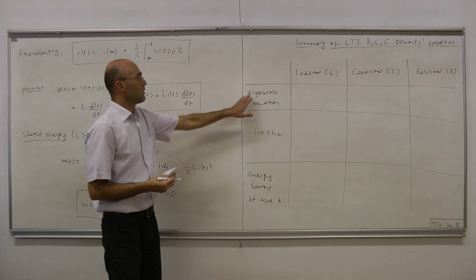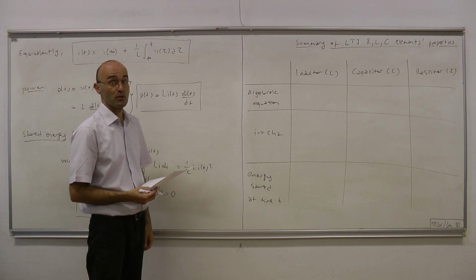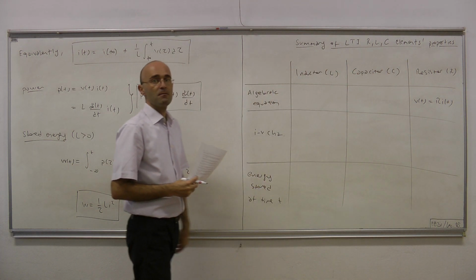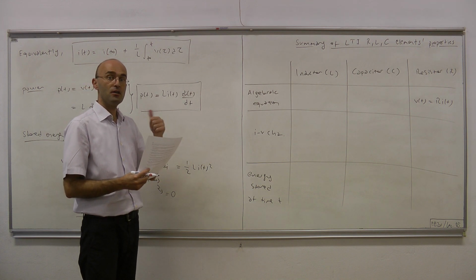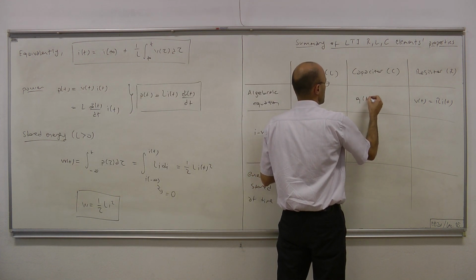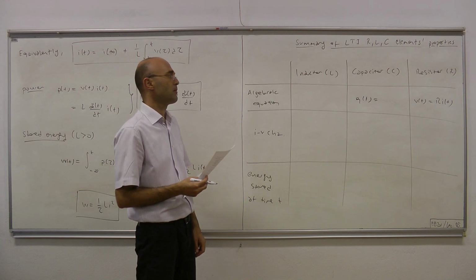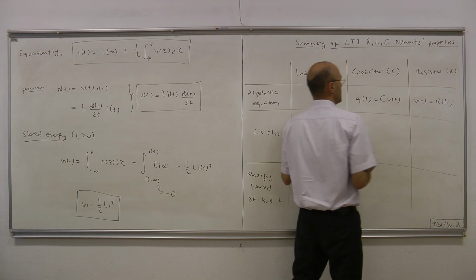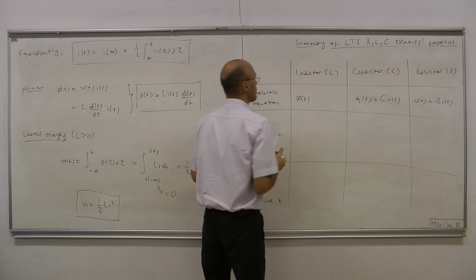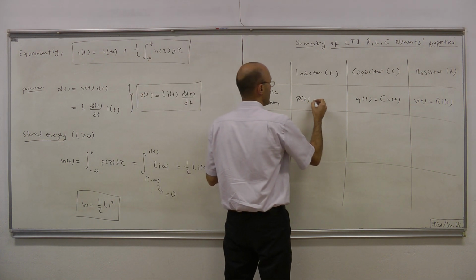Now, algebraic equation. For an LTI resistor, the algebraic equation is given by Ohm's law, which is V of t proportional to the current I of t, and the proportionality constant we call the resistance. It's measured in ohms. For the capacitor, the algebraic equation was that the charge stored is proportional to the voltage across the terminals of the capacitor, and the proportionality constant we called the capacitance, C. And for the inductor, flux of the component is proportional to the current passing through the component, and the proportionality constant we call inductance, L.